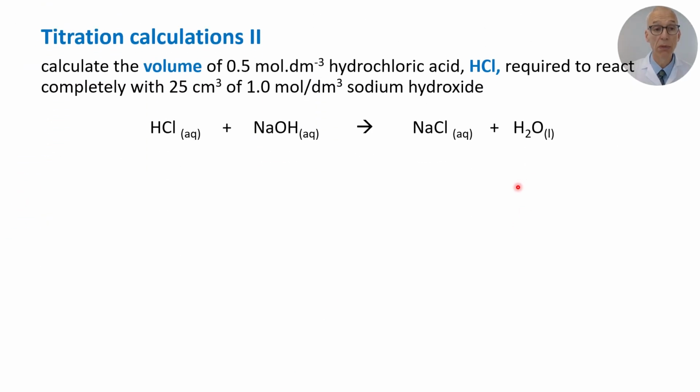So here's a problem for you to try. Calculate the volume of 0.5 mole per decimeter cubed hydrochloric acid that reacts exactly with 25 centimeters cubed of 1 mole per decimeter cubed sodium hydroxide. Here's the equation. Of course, it's a 1-to-1-to-1 mole ratio. See if you can calculate the volume of hydrochloric acid that would completely react with that volume of sodium hydroxide at that concentration. Stop the lesson, carry out the calculation, come back to check when you are ready.